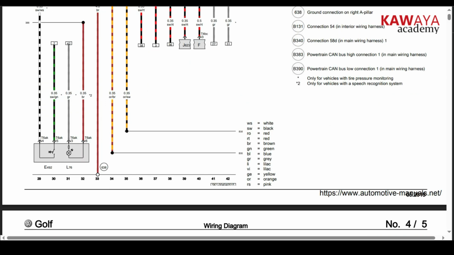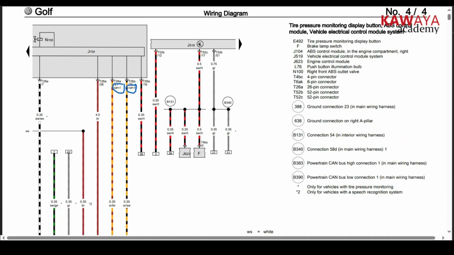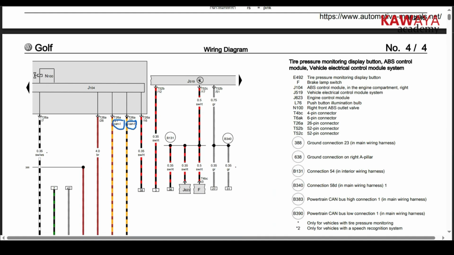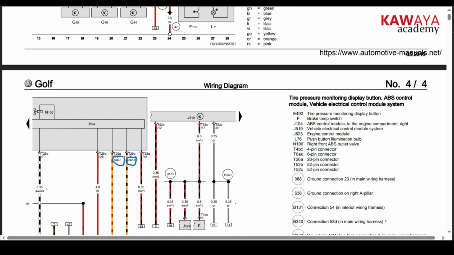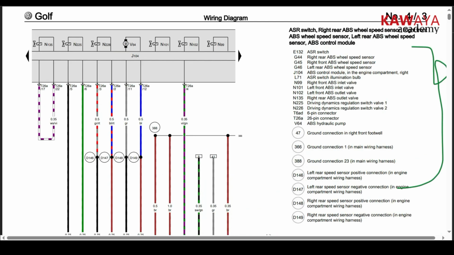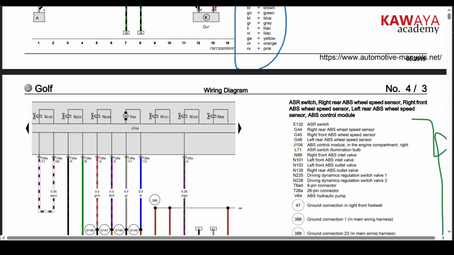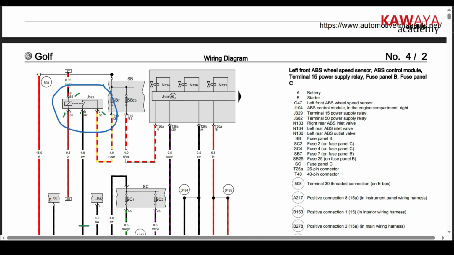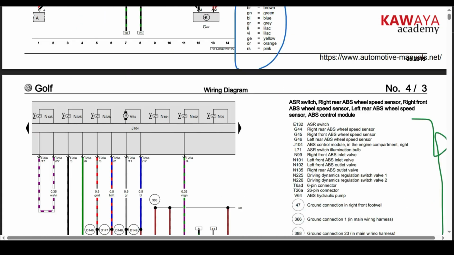We can see this is a switch, and if you check out E492, it is the tire pressure monitoring display button. So this is a switch, this is a lamp, a bulb symbol. If you look for L76, it is the push button illumination bulb. So you can see how different symbols are situated. If you understand symbols, how wires are labeled, and how power flows, it is always easy to start reading out these wiring diagrams. Okay.